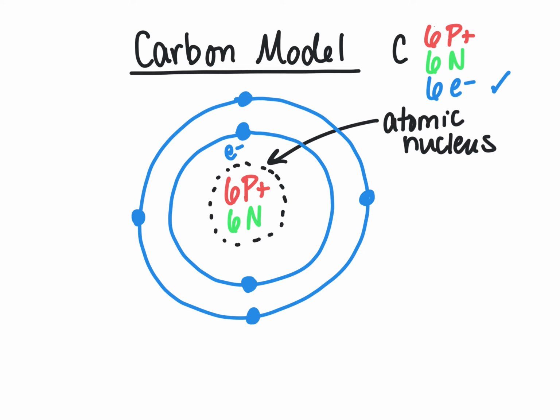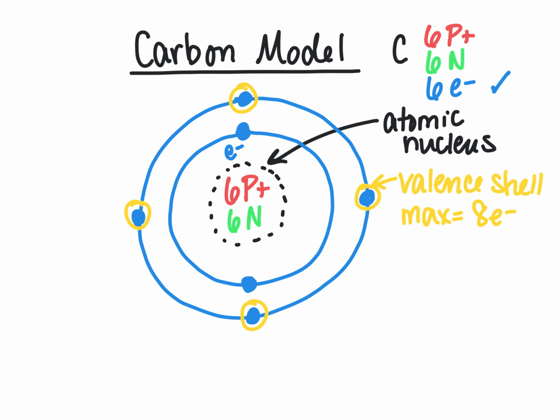Now recall that the outermost electron shell is known as the valence shell. The first electron shell can only hold a maximum of 2 electrons, but the second shell, third shell, fourth shell, etc., can hold a maximum of 8 electrons. Now, you'll notice that carbon only has 4 electrons in the valence shell. So we've got 1, 2, 3, 4. So our valence shell is not full.